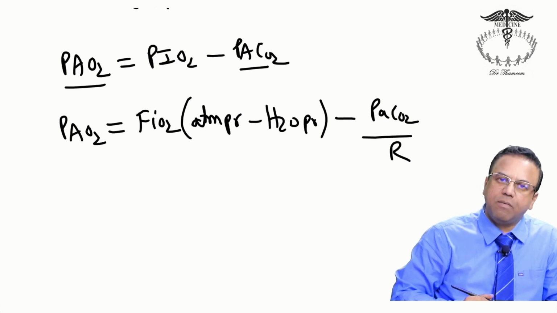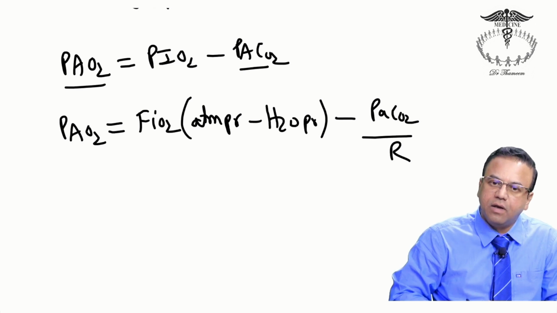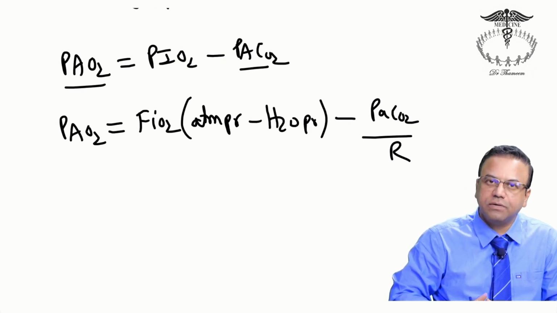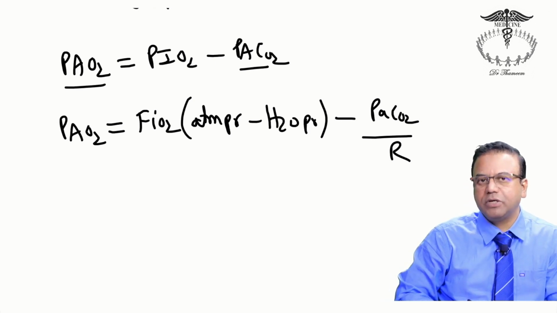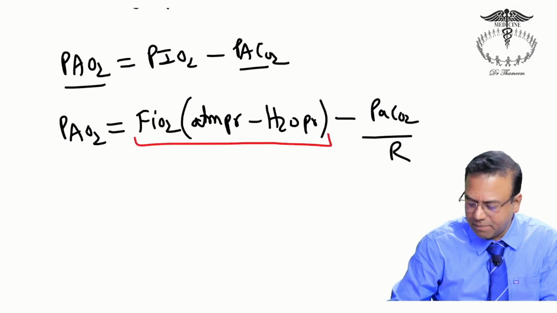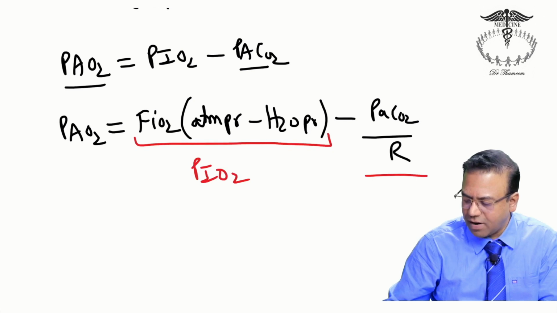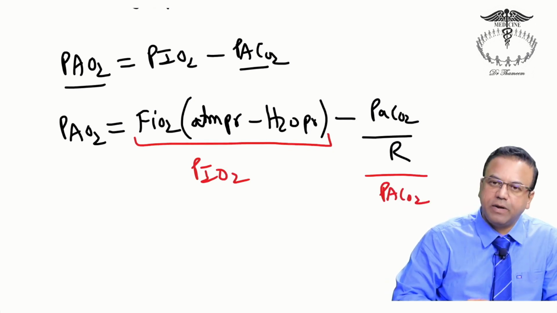So this is a very basic formula that is important for our exams, and you should make an effort to remember this, because there are questions asking about the alveolar arterial oxygen gradient. Why the alveolar arterial oxygen gradient is important and how it is significant in answering questions, I'll tell you later. But before that, you need to know how to calculate the alveolar oxygen. So it's simply the FiO2 into atmospheric pressure minus water vapor pressure. That entire part represents the partial pressure of inspired oxygen. And partial pressure of alveolar carbon dioxide is basically arterial carbon dioxide divided by respiratory quotient.